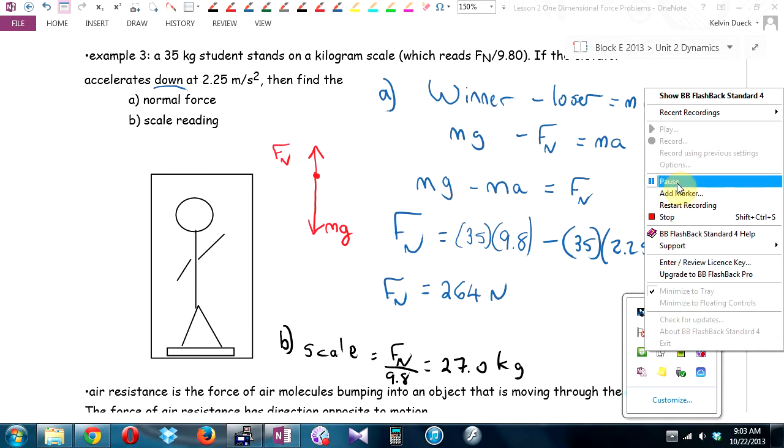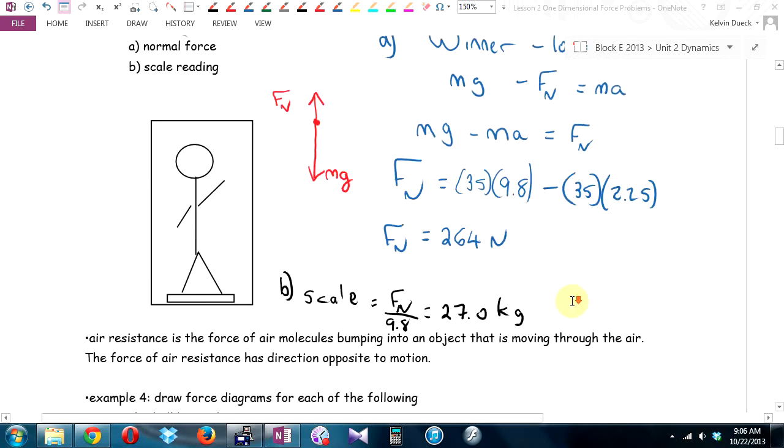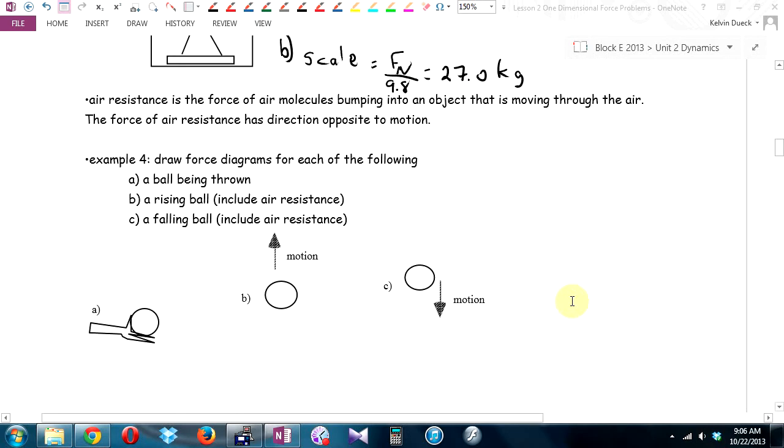Put your pencils down. So we've talked about the normal force. Force number 2, air resistance. Air resistance is the force of air molecules bumping into an object that's moving through the air. And the force of air resistance has direction opposite to motion. If you're moving forwards, air resistance is backwards. If you're moving backwards, air resistance is forward.